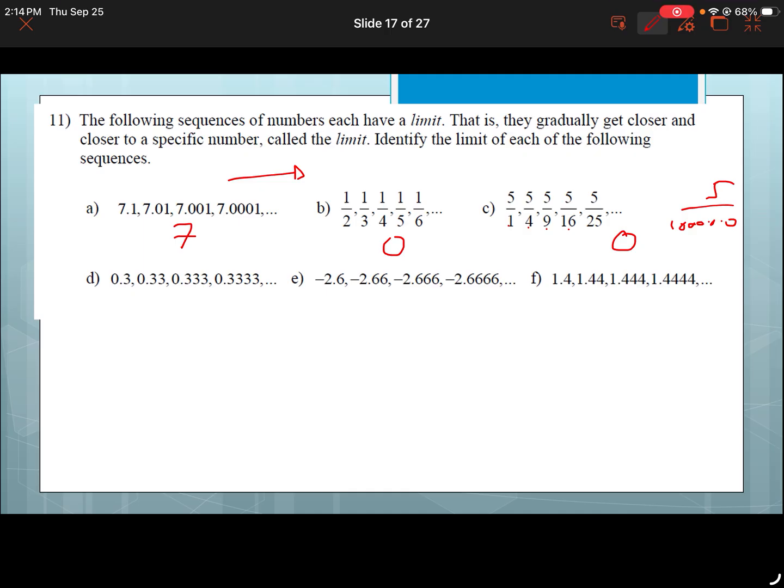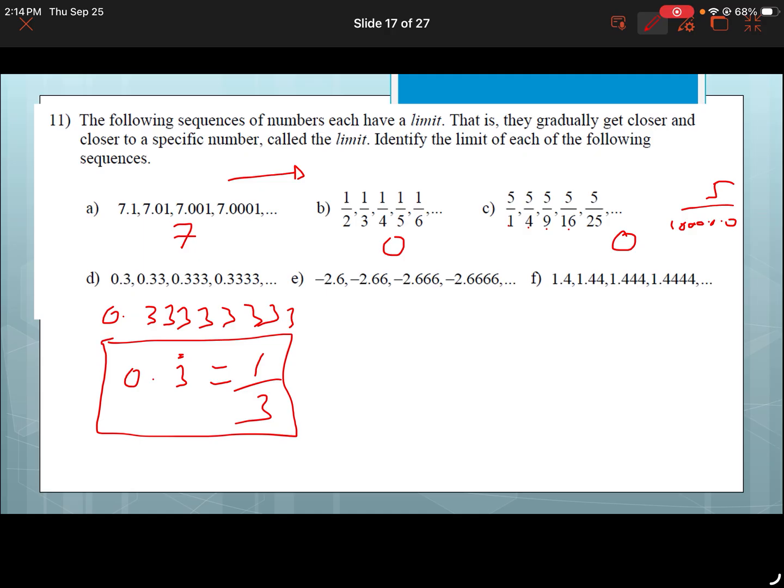Okay, this one's quite hard. It goes 0.3, 0.33, 0.333. At some point, it's just going to be 0.3333333, right? So that means the limit then is going to be 0.3 recurring. A dot means recurring. It means that 3 is going to keep going on, which you can say is 1 over 3, if you knew that that's a fraction. But you can also leave your answer as 0.3 recurring. Either of those are fine.